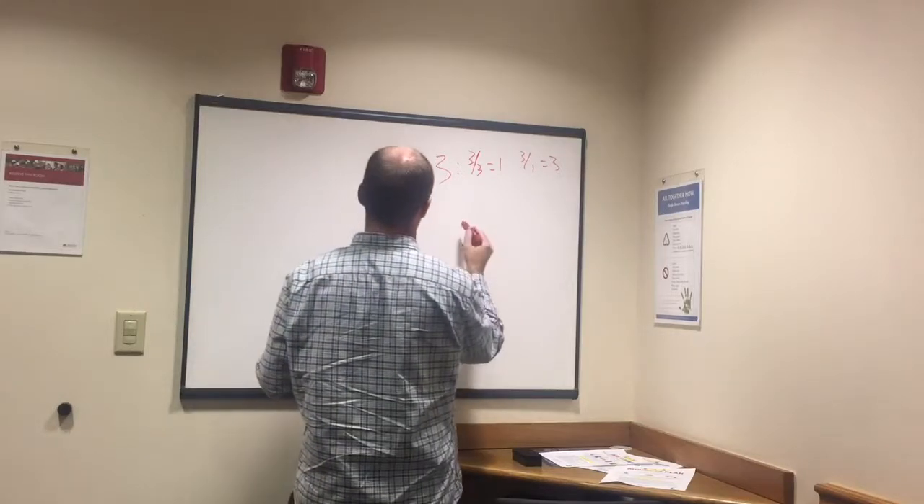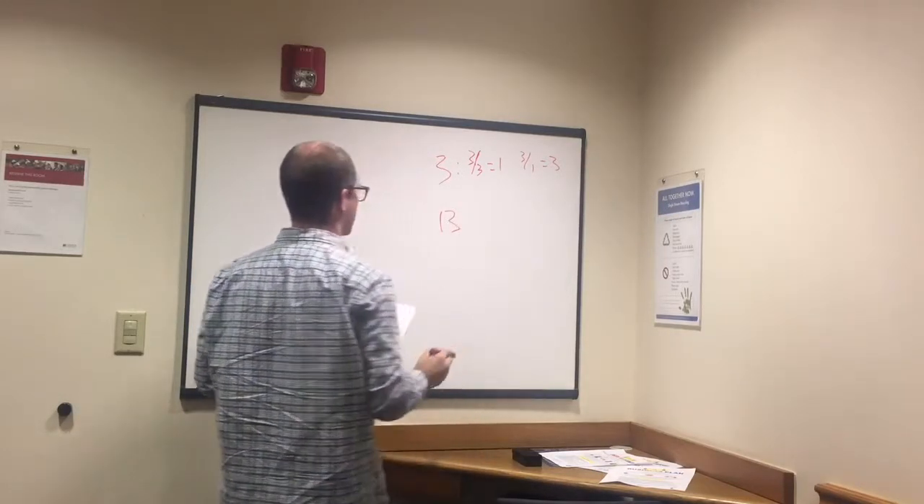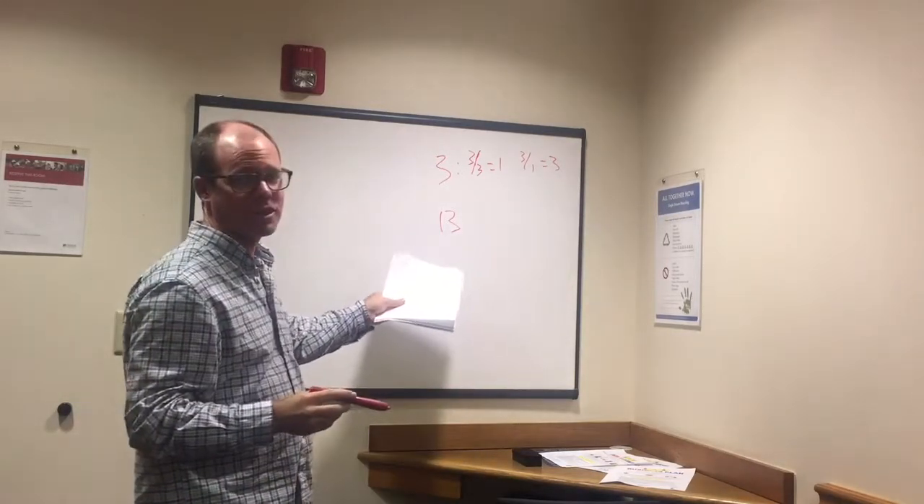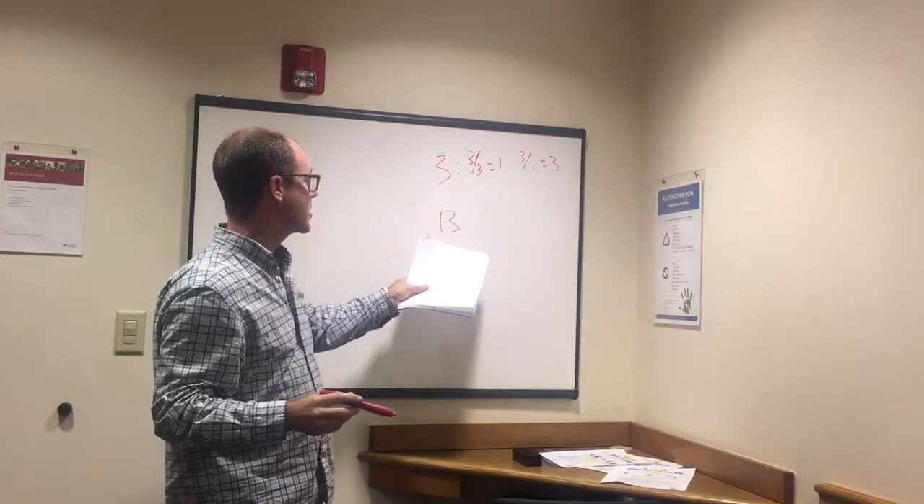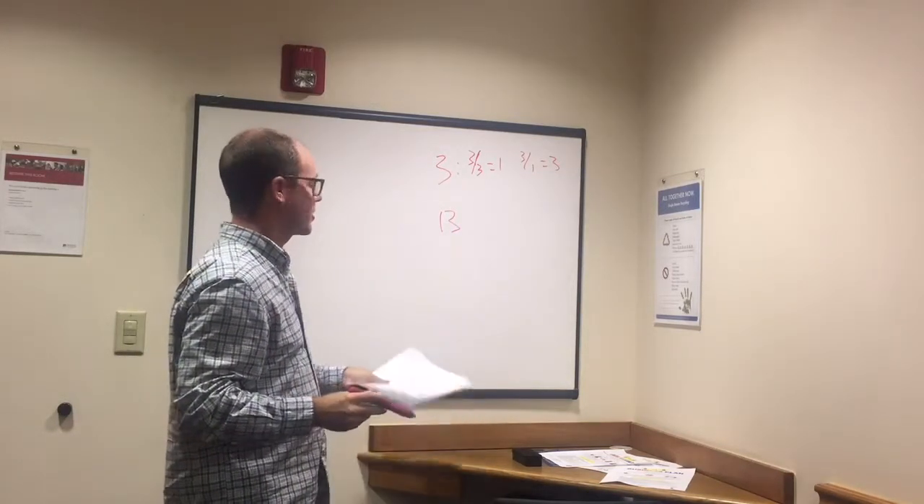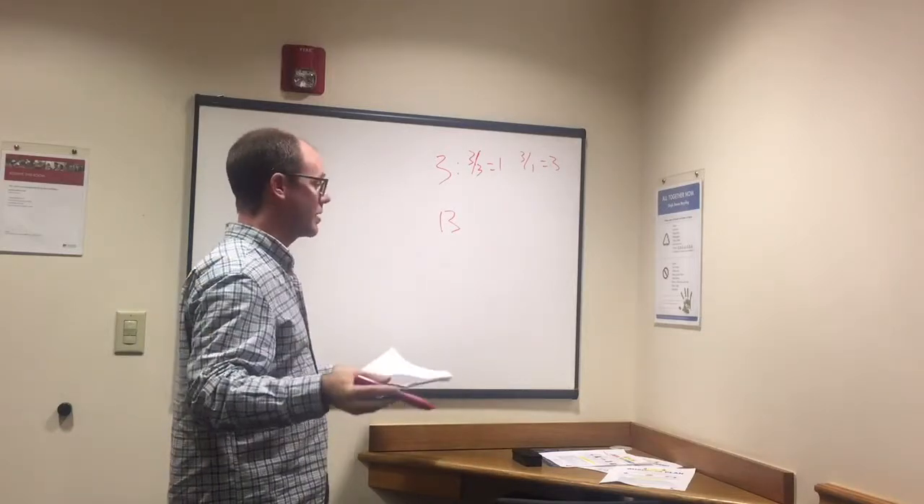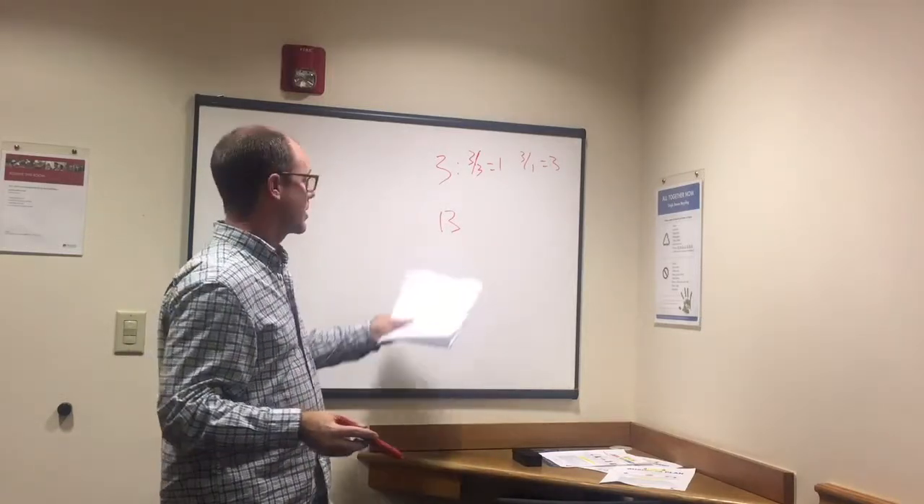What about 13? Same story, right? 13 divided by 1 is 13. 13 divided by 13 is 1. No other numbers work. 13 divided by 7 or 8 or 9 doesn't give us a whole number.